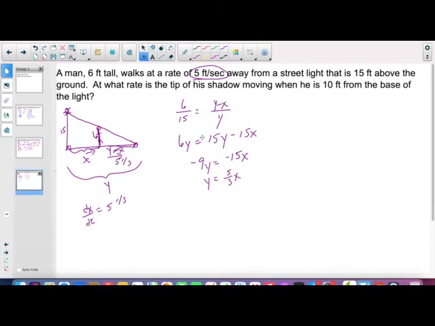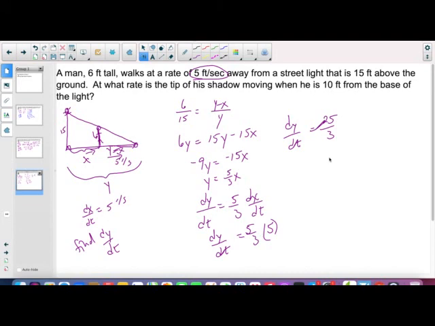So if I'm trying to figure out what rate the shadow is moving, they're asking us to find how fast this is increasing, dy over dt. So if I take the derivative, dy over dt is equal to 5/3 dx over dt, and so dy over dt is equal to 5/3 times 5, leaving me with dy over dt equal to 25 over 3 feet per second.